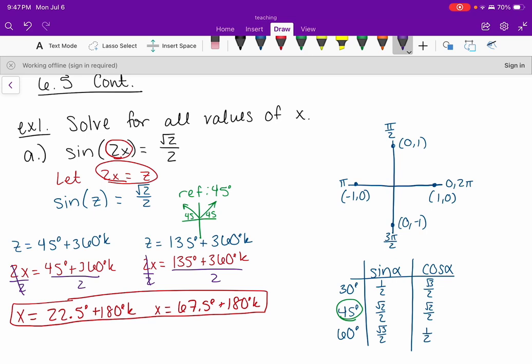In radians, just to show you that for a moment, this would have been pi over 4, this would have been 2 pi, this would have been 3 pi over 4, this would have been 2 pi. And so then if I divided those by 2, I would have gotten pi over 8 plus pi k, and 3 pi over 8 plus pi k would be the answers in radians. Now again, like I said in the last video, I really don't mind if you choose to leave your answers in radians or degrees. I'm okay with either one. Whatever you like, that's what you should do. Whatever is easier for you.